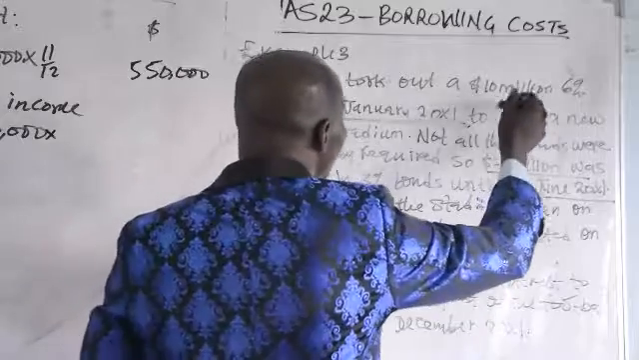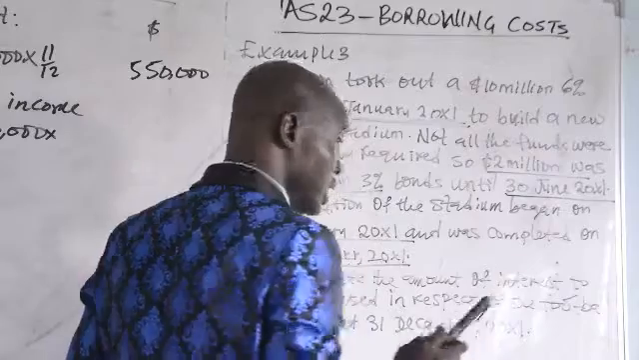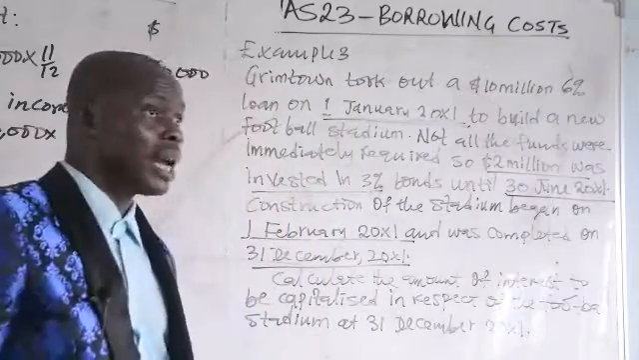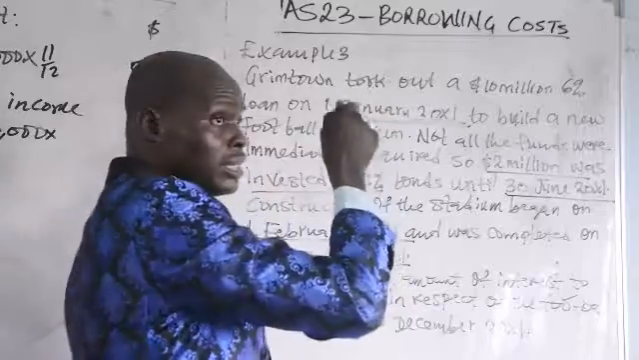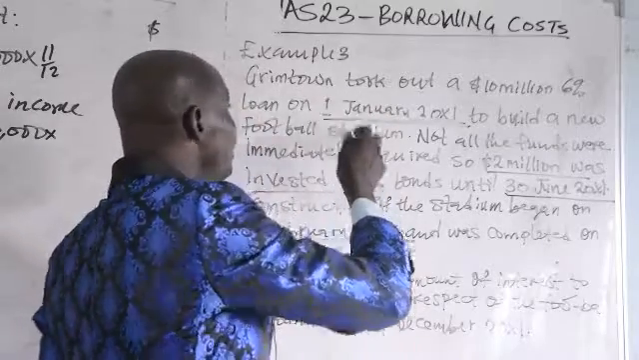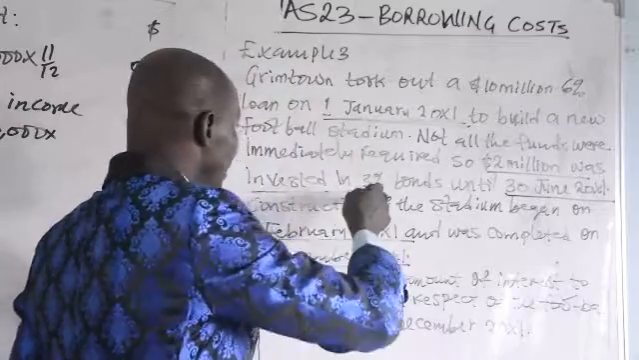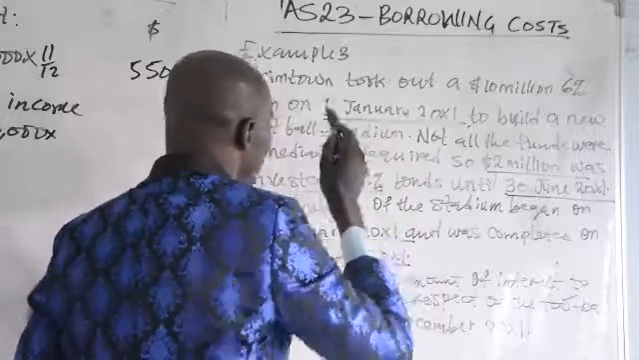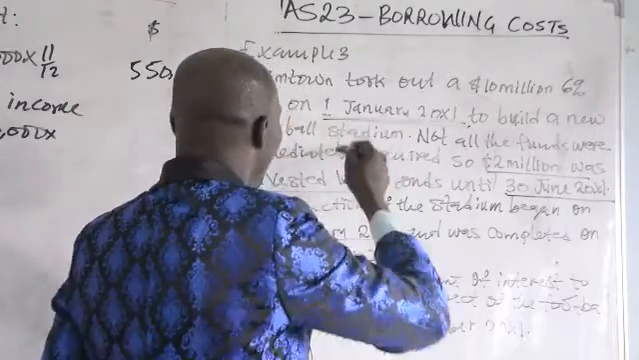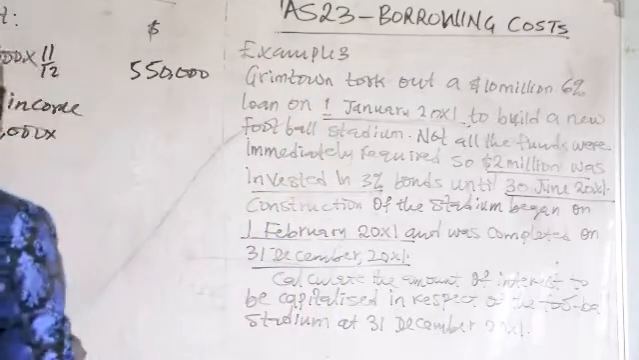So the income that will be earned is from January to June, which is 6 months. Out of the 6 months, in January the project has not commenced. The income for January will be taken to profit or loss. It is not related to this asset. So that will be taken to profit or loss, while the income for February to June, which is 5 months, is the one that relates to the asset.